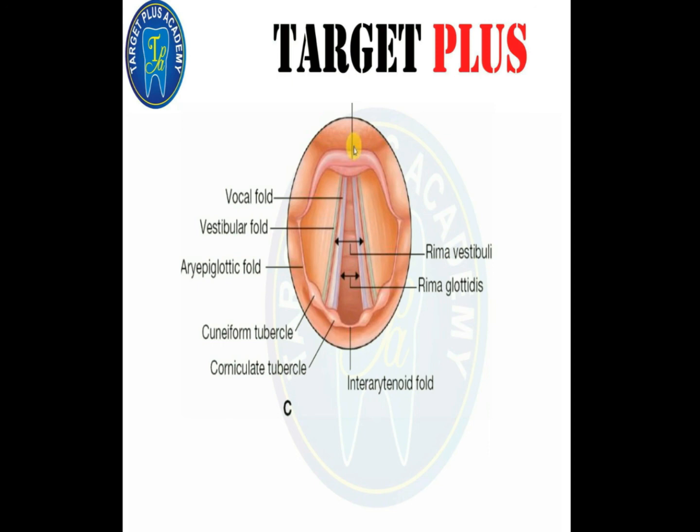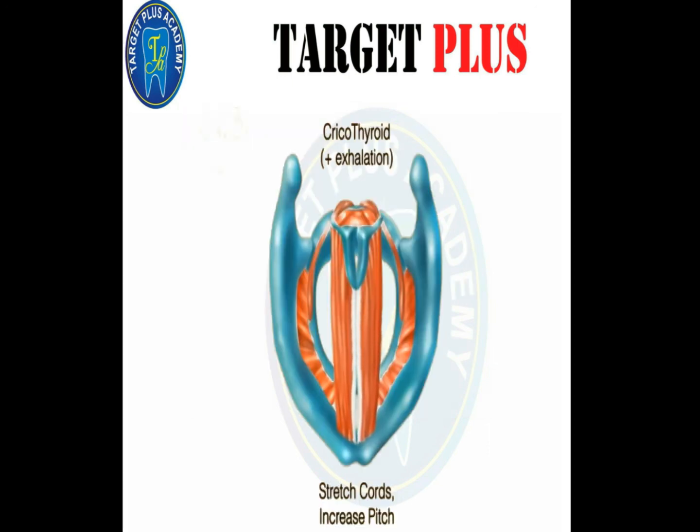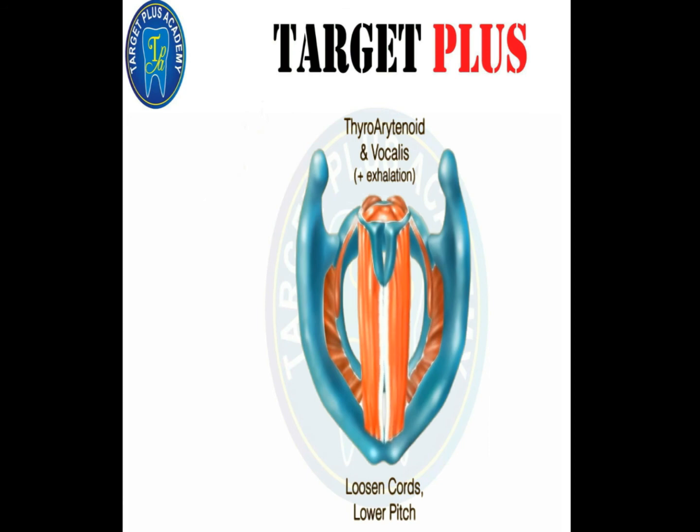Now first is the cricothyroid muscle. It will stretch and tense the vocal ligament. So it is important for creating forceful speech. Hence it is named the singer's muscle. So remember, cricothyroid will stretch and tense the vocal ligament. Next is the thyroarytenoid muscle. They act to relax the vocal cord, allowing for a softer voice. So they will relax the vocal cord.